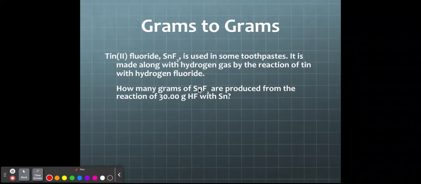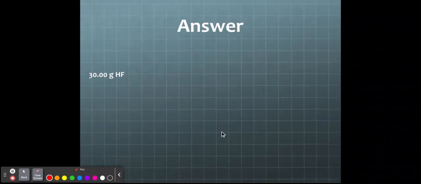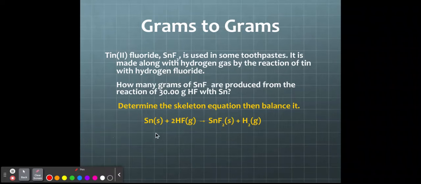Okay, so now SnF2 is our wanted, and our 30 grams of HF is our given. So we're going from grams of HF to grams SnF2. Okay, first thing we want to do is determine our balanced equation. Which is Sn plus HF yields SnF2 plus H2. Okay, got all that information from this equation here. All right. So tin plus hydrogen fluoride yields tin 2 fluoride plus hydrogen gas.